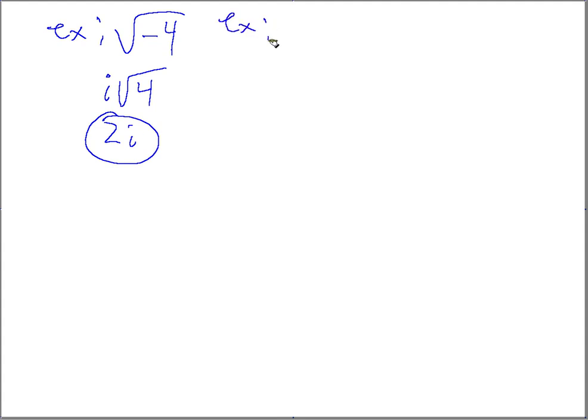Let's try another one. Let's take a look at the square root of -49. All right. Again, first thing we do is write it in terms of i. So i square root of 49, which is what?